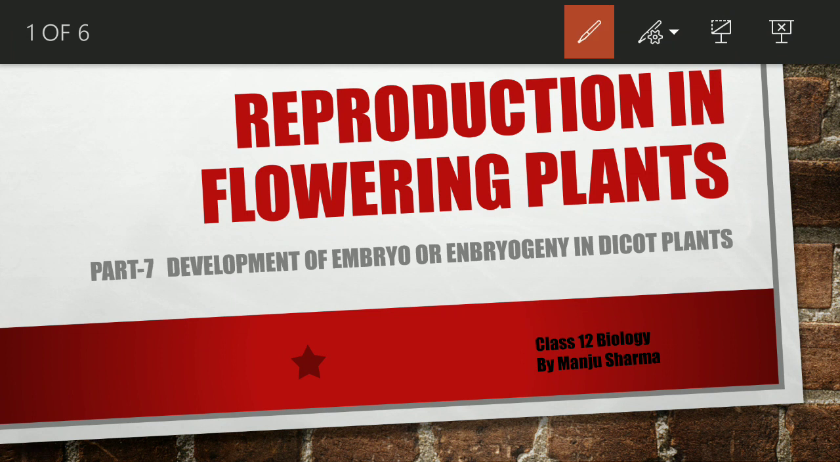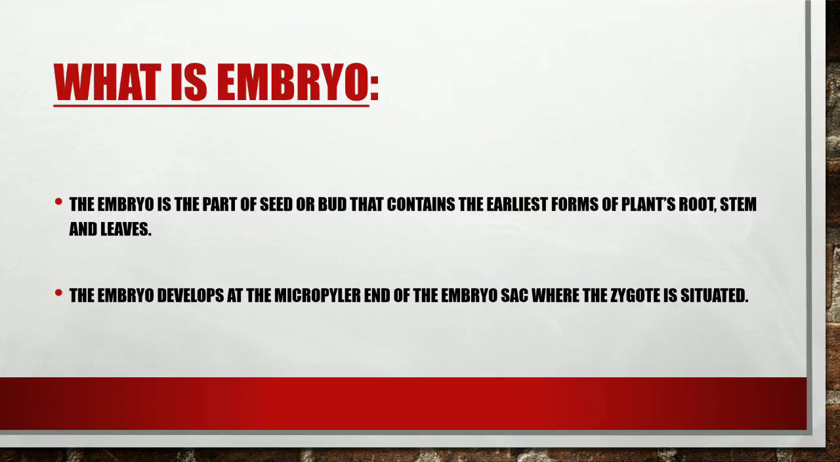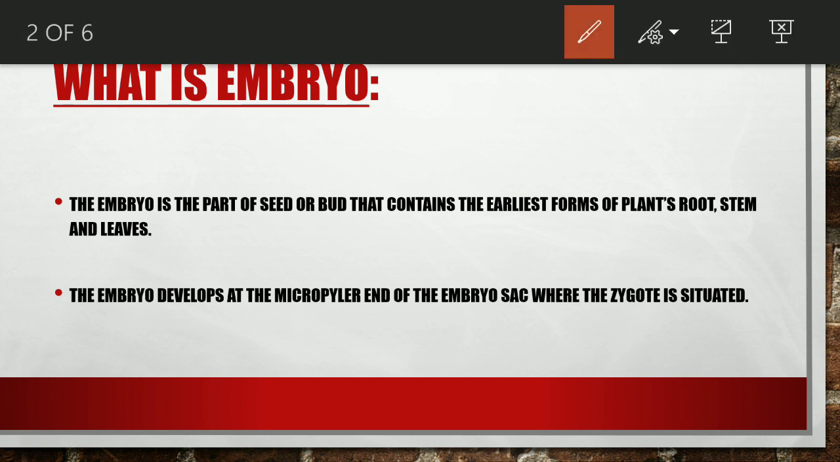Today we will study about development of embryo or embryogeny in dicot plants. So first of all, what is an embryo? The embryo is the part of seed or bud that contains the earliest form of plant's root, stem and leaves. The embryo develops at the micropylar end of the embryo sac where the zygote is situated.